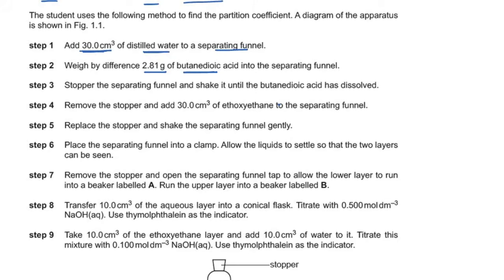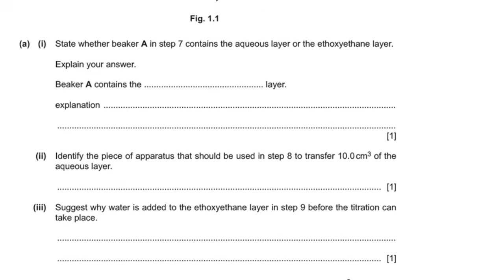Let me also read in short that the 30 centimeter cube of ethoxyethane is added, and the separating funnel is shaken, and after the equilibrium has reached, transfer 10 centimeter cube of aqueous layer in conical flask and titrate with 0.5 mole per dm cube NaOH. In the next step 10 centimeter cube of ethoxyethane is first added with 10 centimeter cube of water, and then it is titrated with 0.1 mole per dm cube NaOH using thymolphthalein as an indicator. So what is done in short is that butane dioic acid is shaken between the two layers of equal volume, water and ethoxyethane. Then the concentration of butane dioic acid in both these layers is calculated by titration. So here is the separating funnel, and then we have the questions following it.